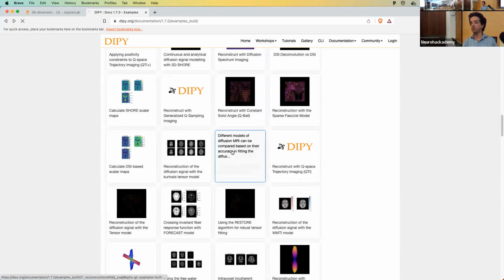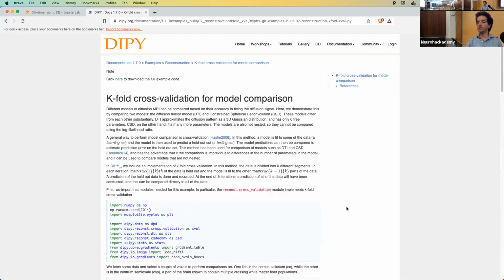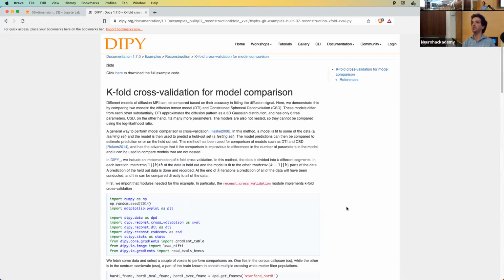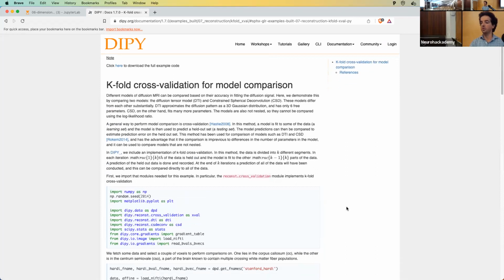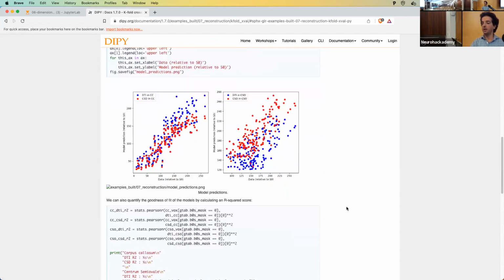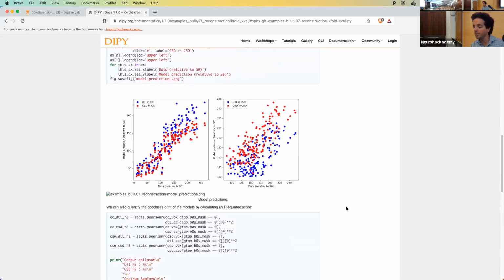It will not surprise you too much to see that one of the things that we do in order to deal with this uncertainty about which model you should use is recommend using cross-validation in order to compare different models. So here we're doing a simple comparison. In one voxel, in the corpus callosum over here on the left, we're comparing two models. I described already this constrained spherical deconvolution, which is trying to find this complicated function, the orientation distribution function. The other model that we're using here is one that's a classic, DTI.